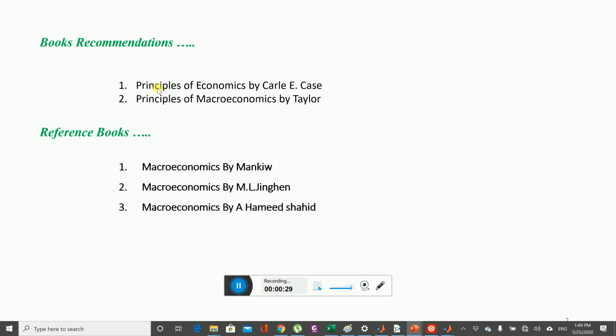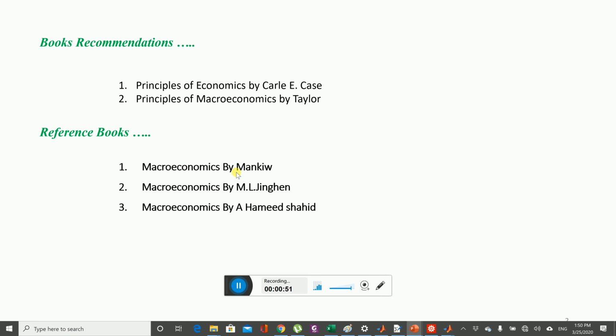The first one, Principles of Economics, written by Carl E. Case. This is a very good book. It covers all the basic concepts regarding the principles of macroeconomics. The second one, Principles of Macroeconomics, written by Taylor. I put some reference books also that will help the students in understanding.